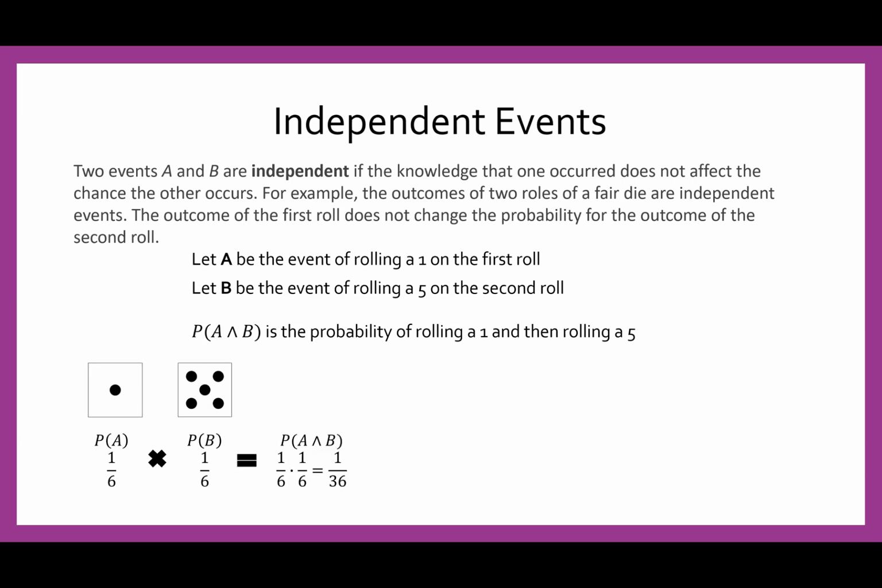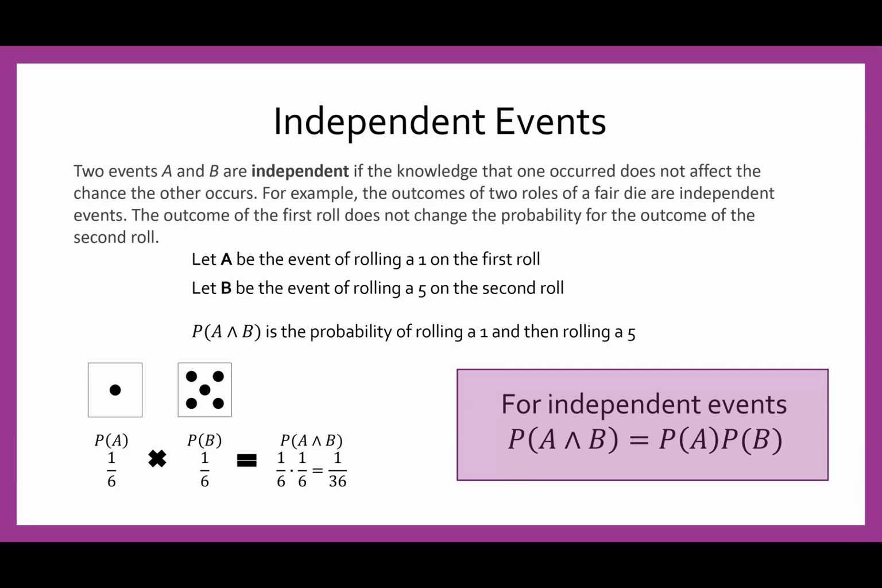So the probability of A and B, which is again the probability of rolling a 1 and then a 5, is just going to be 1 over 6 times 1 over 6, which is 1 over 36. The idea behind independent events is that the probability of an AND situation, or the probability of an intersection, is just the individual probabilities multiplied together.